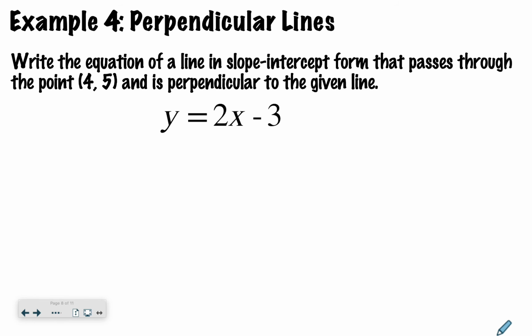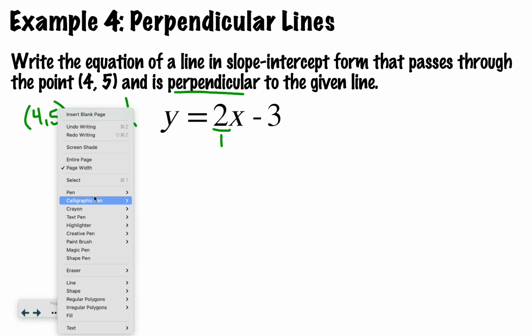So now we're going to practice writing an equation of a line in slope-intercept form that passes through the point 4, 5 and is perpendicular to the given line. So I'm still going to use that point. So I have the point 4, 5. But now my slope was a positive 2 over 1. So now it's a -1 over 2 because we're talking perpendicular.